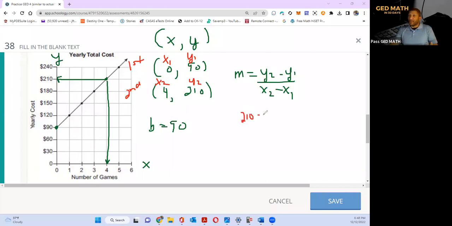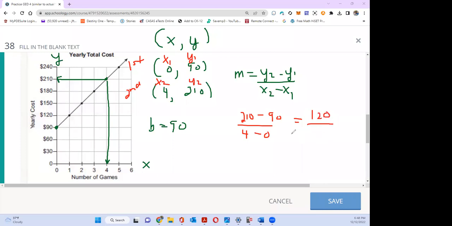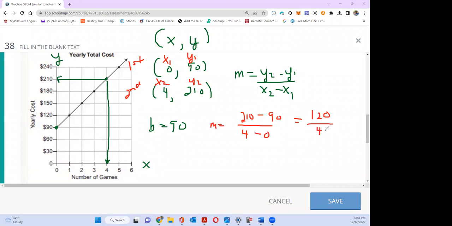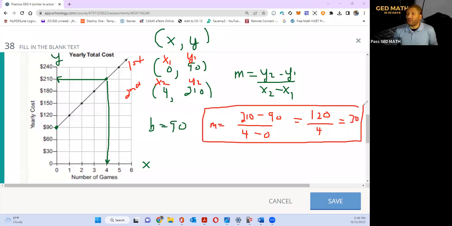Y2 is 210 minus 90. X2 is 4 minus 0. 210 minus 90 is what? Anybody know? 120. 4 minus 0 is what? It's just 4. And what is 120 divided by 4? 30. So this is manually how you figure this out.